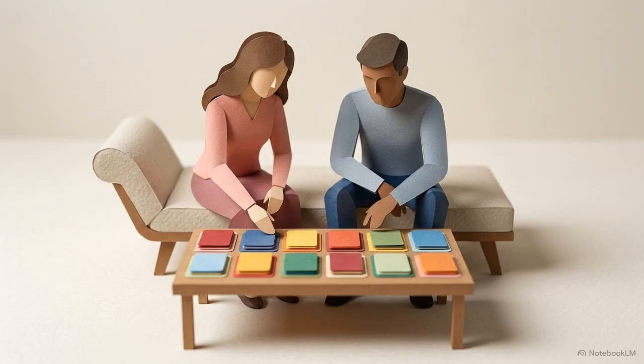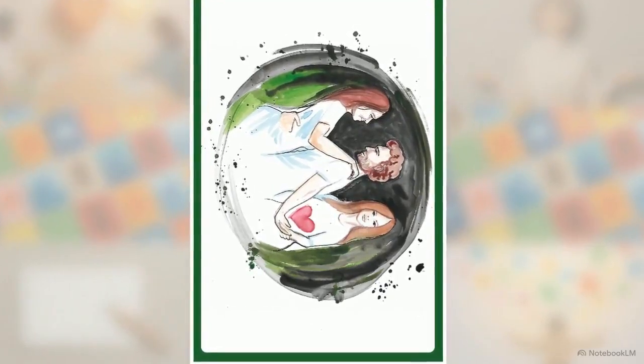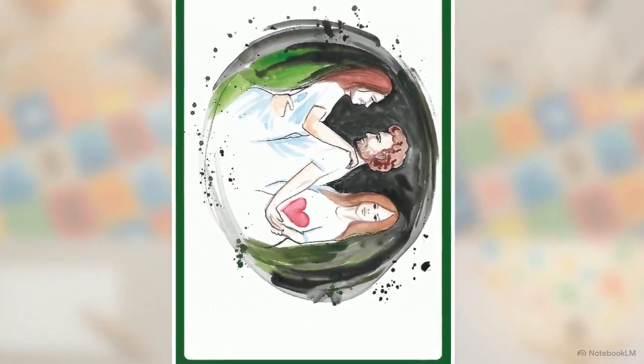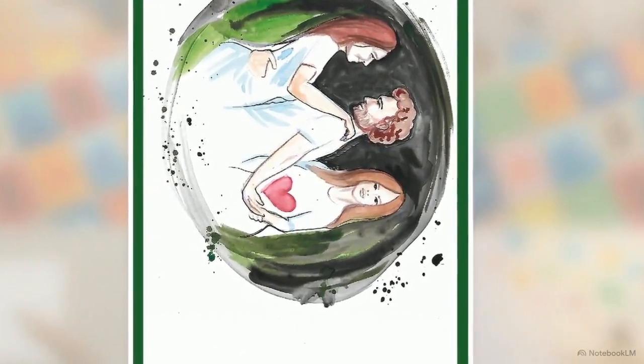This framework is also effective for interpersonal dynamics. In couples therapy, these images can reveal needs that have gone unexpressed. During a session, ask each partner to select a card that shows something missing in the relationship or a desire they haven't yet put into words. Using these images helps partners communicate through a proxy. It increases empathy and reduces the immediate tension that often blocks direct conversation.